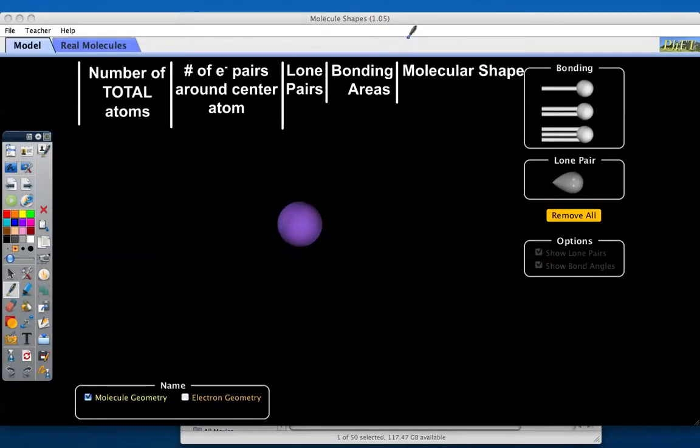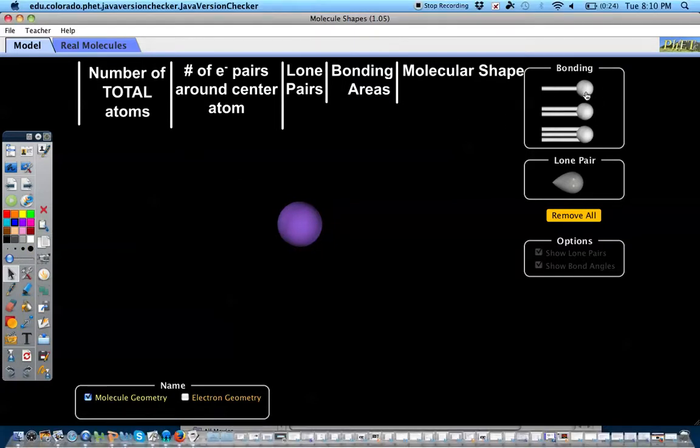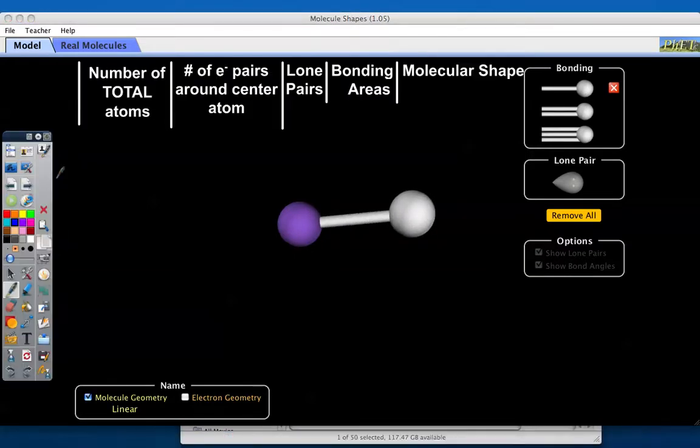So we have this model to help us with our molecular shapes. If I start with 2 atoms, my total number of atoms is 2. Electron pairs around the center atom. We don't have a center atom because we only have 2, so go ahead and place an X in that box. We don't have any lone pairs on our center atom, so you can place an X in that box as well. The bonding areas, we have 1 bonding area.